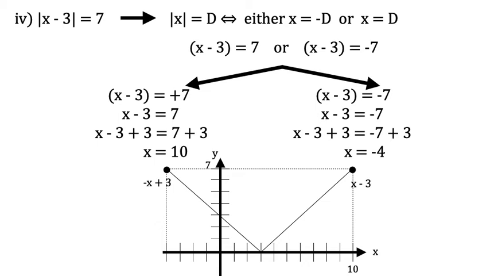The absolute value of x minus 3 line shows us that when x equals -4, y equals 7, and when x equals 10, y equals 7. This is why the absolute value of x minus 3 will equal 7.